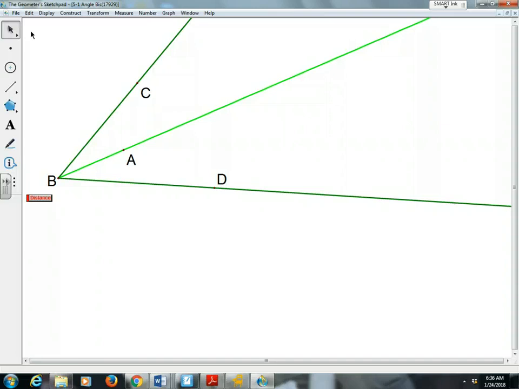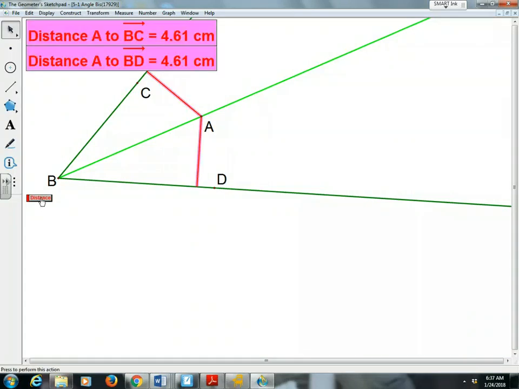So right now, point A is on ray BA, and it cuts angle CBD in half. So it bisects the angle. Okay? So I want you to notice what the distance is here from point A to ray BC and from point A to ray BD. Take a look at this distance. Right now, from point A to ray BC, it's 4.61. The same thing from point A to BD is also 4.61. So we would say that AC is congruent to AD.